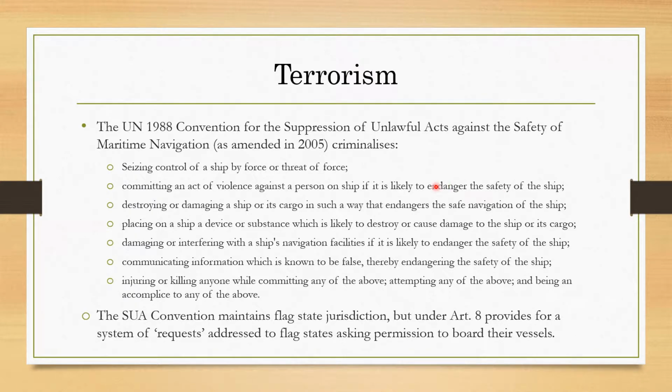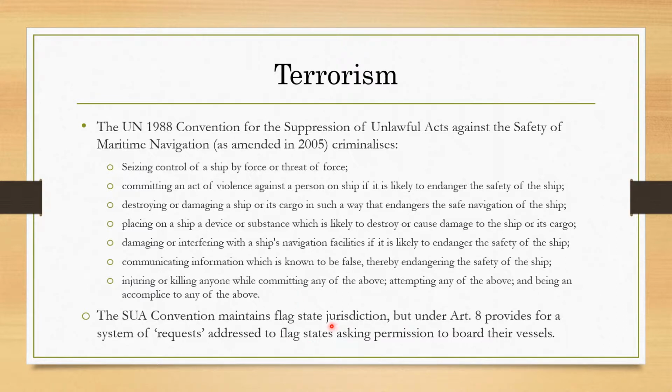Similarly, the SUA Convention, the Convention for the Suppression of Unlawful Acts against the Safety of Maritime Navigation. This was many years ago, but it was amended in 2005 to be made much more in line with current issues. It very much talks about things that look like terrorism: seizing control of ships, committing acts of violence, destroying or damaging a ship in a way that would put it in danger, placing on a ship a device or substance which is likely to destroy or damage the ship, interfering with the ship's navigation facilities, or whatever. This is your hijacking and terrorist type scenario.